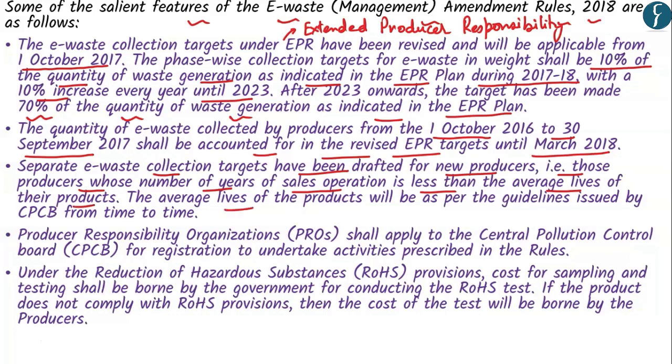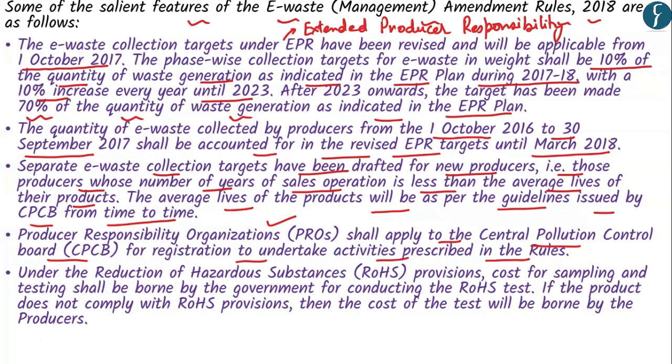The average lives of the products will be as per the guidelines issued by the Central Pollution Control Board from time to time. Producer Responsibility Organizations, or PROs, shall apply to the Central Pollution Control Board for registration to undertake activities prescribed in the rules.